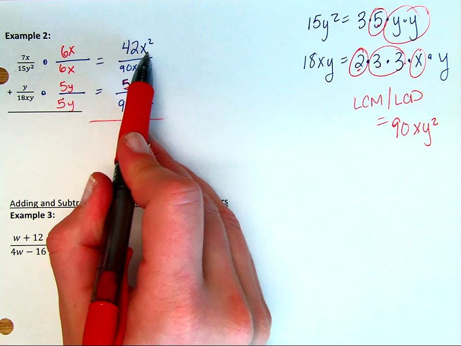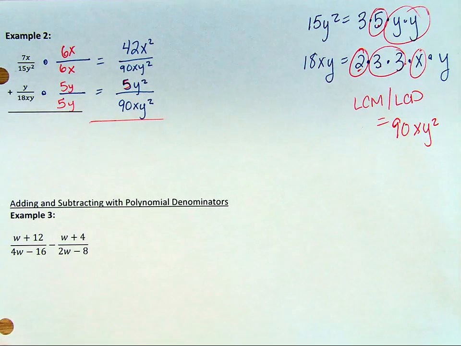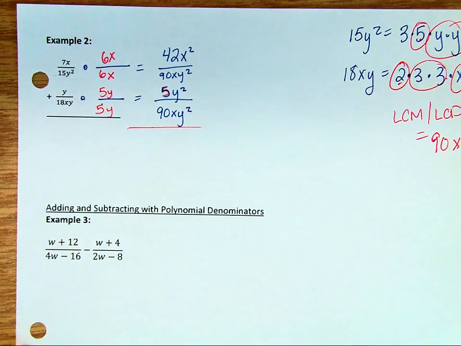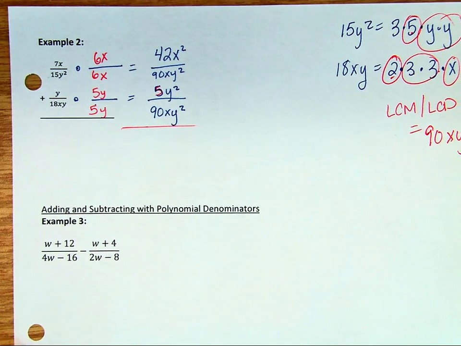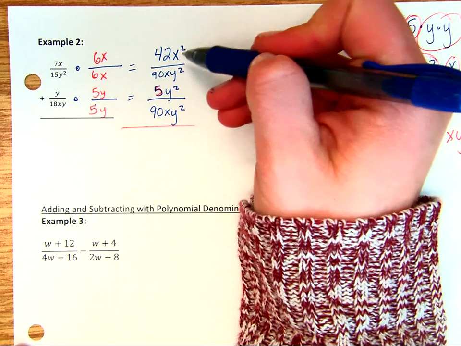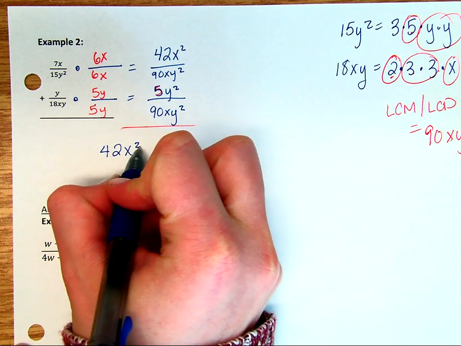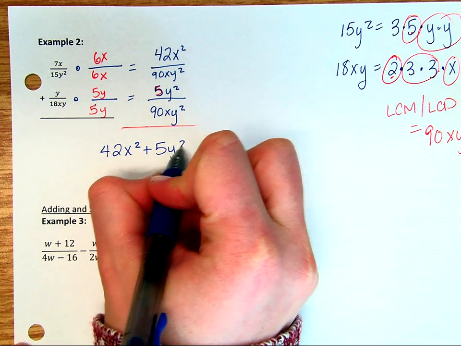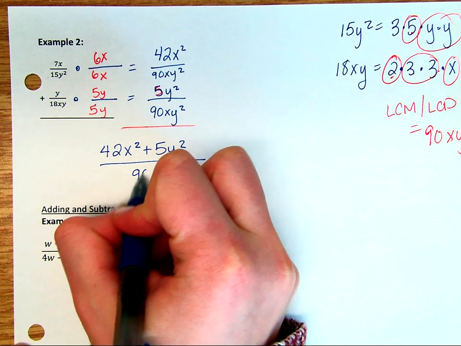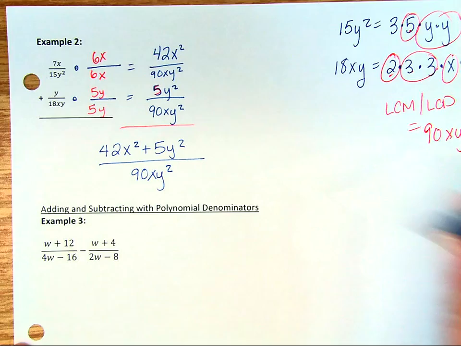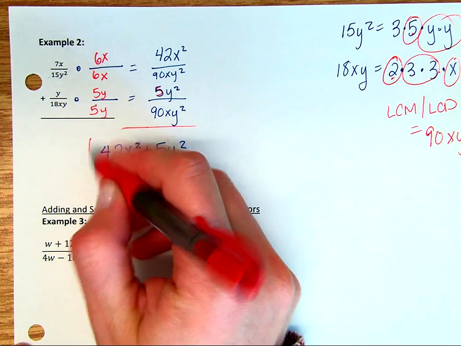Now I have the same denominators, so I can add. So I'm going to do 42x squared plus 5y squared, and then keep my denominator. Again, those are not like terms, since this one has an x and that's a y. So I'm just going to leave it as 42x squared plus 5y squared over 90xy squared. And I have my answer.